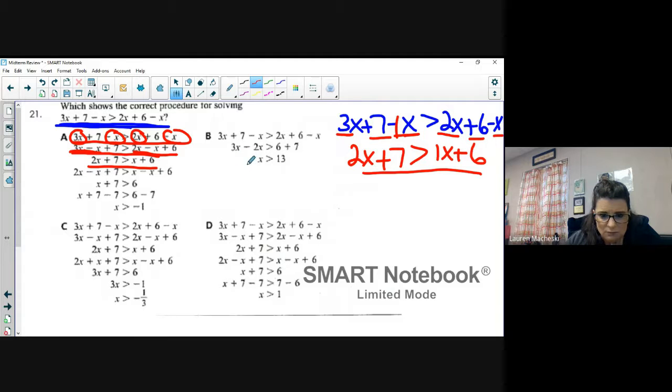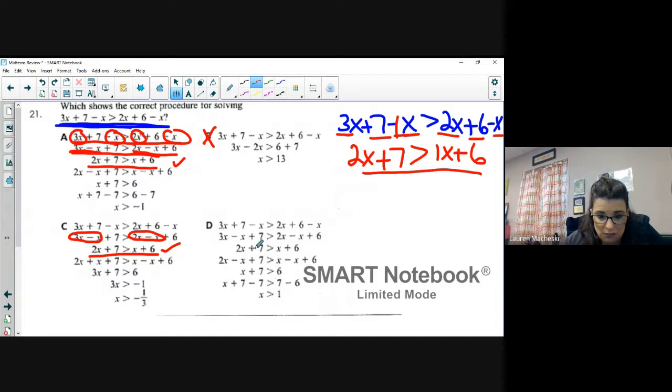B, yeah, I'm not really sure what B did. I've got no clue, but it doesn't look like it's on the right track to me. Let's look at C. C kind of looks like it did the same thing as A. It looks like it put the like terms together, and yep, so far it's on the same track as me, so I'm not going to cross C off.